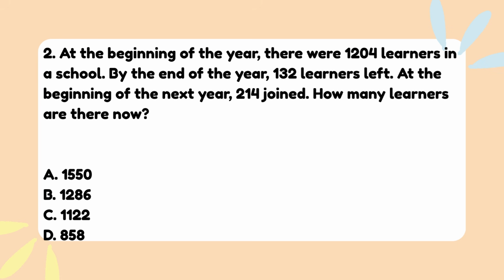2. At the beginning of the year, there were 1,204 learners in a school. By the end of the year, 132 learners left. At the beginning of the next year, 214 joined. How many learners are there now? A. 1,550. B. 1,286. C. 1,122. D. 858.